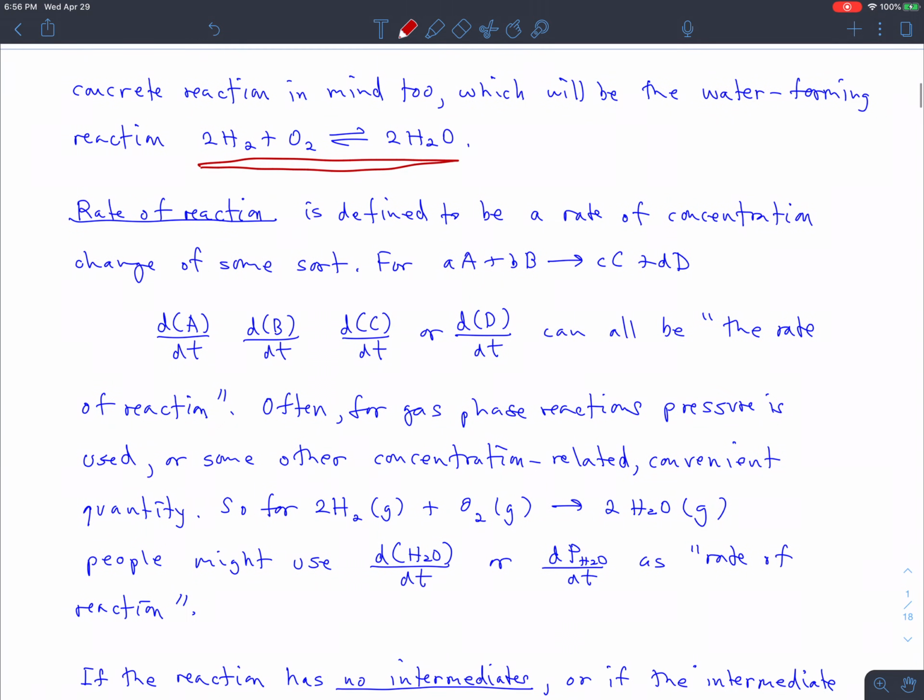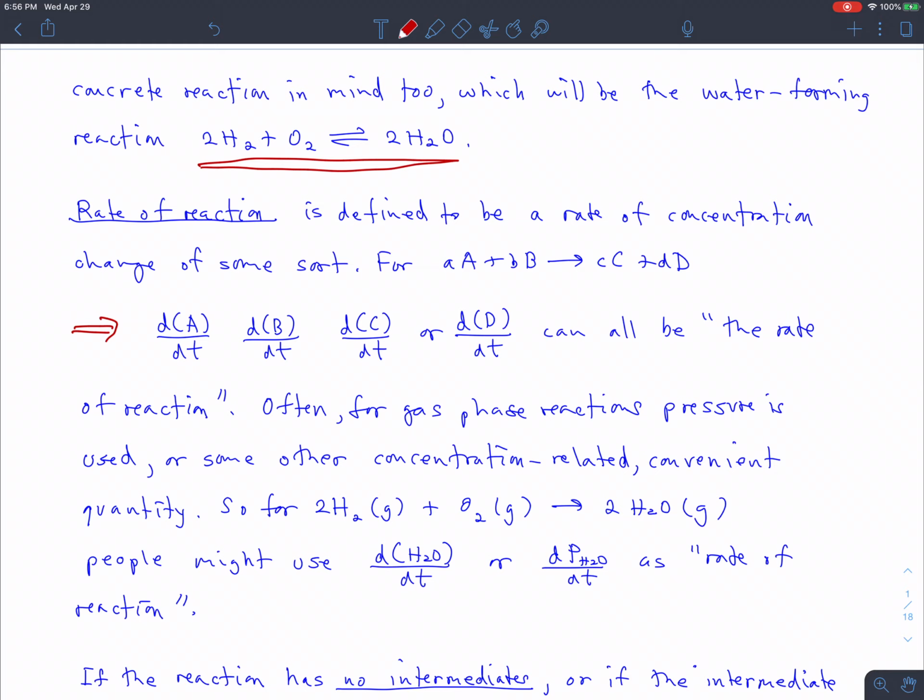All right, the very first thing we need to do in order to talk about kinetics is define what we even mean by the rate of reaction. And there is a standard definition which we'll talk about in a minute, but that standard definition is rarely used in the chemical literature. Much more often there's an informal definition that any rate of change of any concentration-like quantity can serve as a rate of reaction.